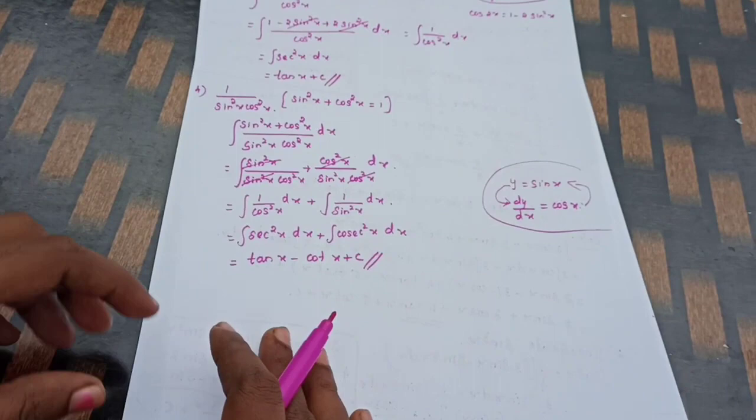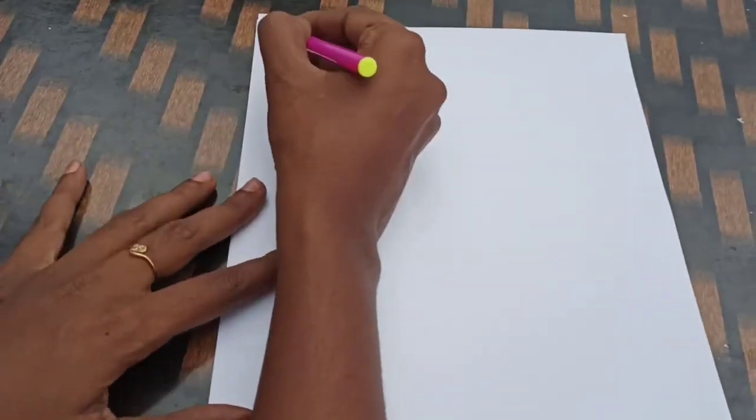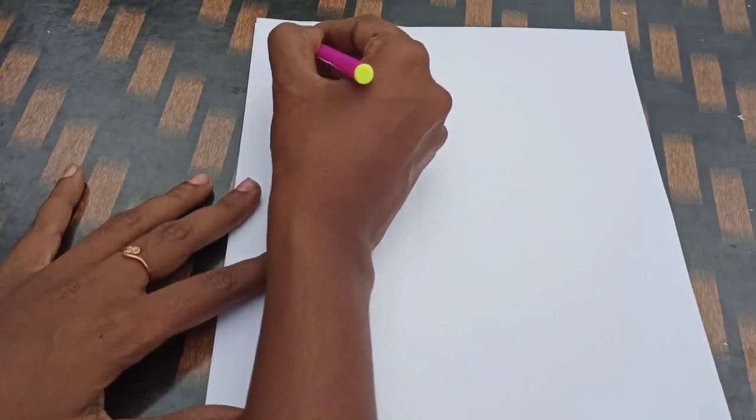Okay children, so I think exercise 2.4 is over. Now let's move to the next section, 2.1.4, integration by parts.